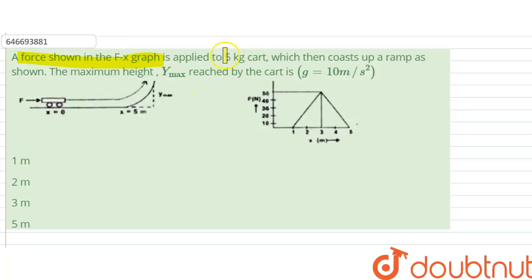Hello, we are given a question and the question says a force shown in the F-x graph is applied to a 5 kg cart, which then coasts up a ramp as shown. The maximum height y max reached by the cart is how much? So what is the amount of energy it has initially?